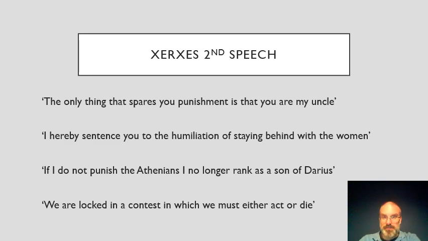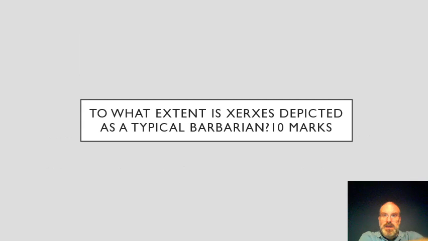Now, moving on, a quick 10-mark question to finish the lesson. To what extent is Xerxes depicted as a typical barbarian? I would like you to use the passages that we just read, as always, 7 or 8 extracts or points. You could break it up into 3 different characteristics of a barbarian. So does he show a lack of restraint? Does he show hubris? Does he show effeminacy? Or you could pick apart the 7 or 8 different individual points. It's up to you.